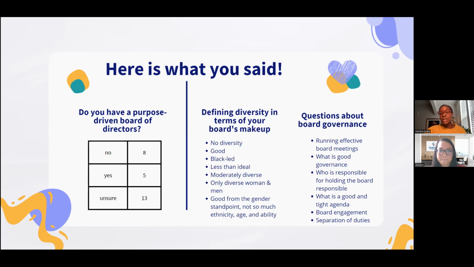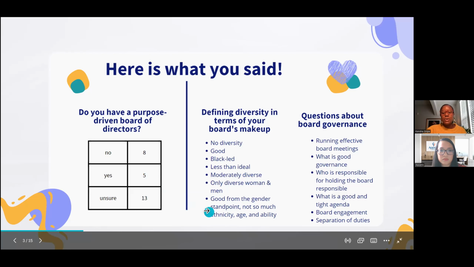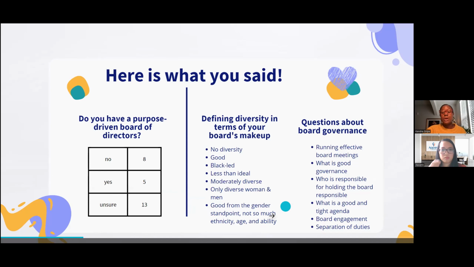The next question I asked was, how are you defining your board in terms of diversity? Like, what does the makeup look like? And there were quite a few answers. These were just a few that I pulled out. No diversity at all, it's good. Black-led, less than ideal. Moderately diverse, only diverse women and men. Good from a gender standpoint, but not so much as it relates to ethnicity, age, and ability. I thought that was very important because a lot of times we overlook ability.